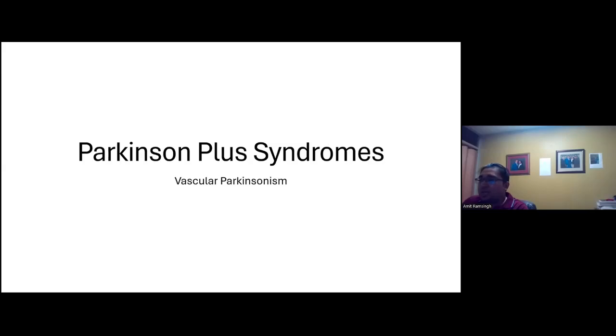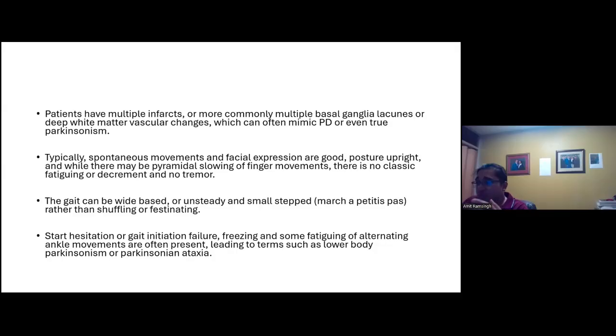So we look at vascular Parkinsonism. These patients usually have a lot of cardiovascular risk factors, and they have multiple infarcts, and commonly have multiple basal ganglia lacunes or deep white matter vascular disease. So it could sometimes mimic Parkinson's disease or even true Parkinsonism.